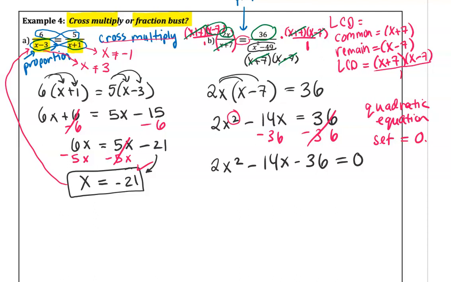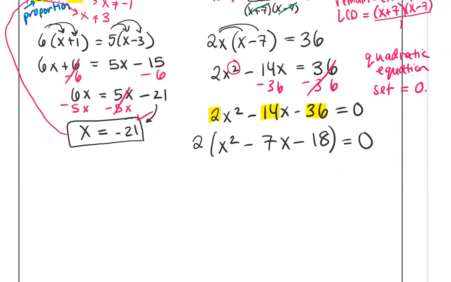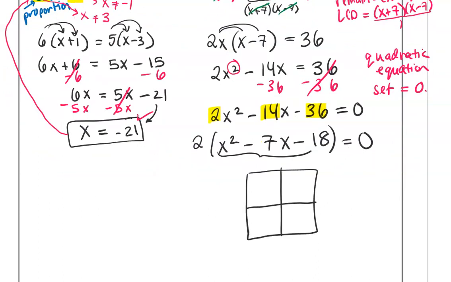So what I notice is that there's a common factor of 2, like each of those numbers are even. So I'm going to take the 2 out. And I get 14 turns into 7, 36 turns into 18. So then this leftover part right here, I will factor with the box. It's just nicer to work with factors that are smaller.